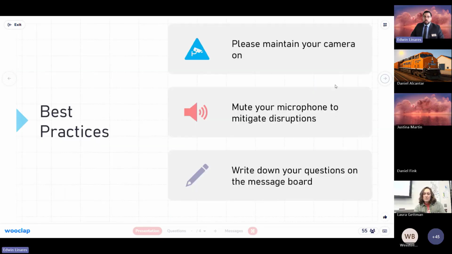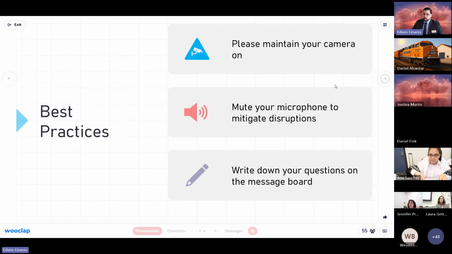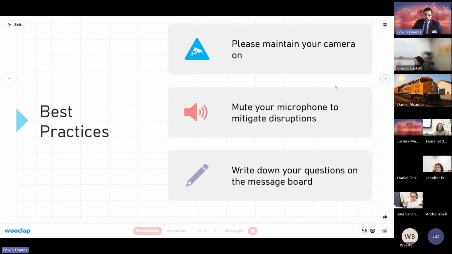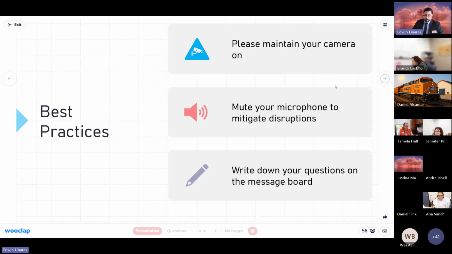So, a couple things I want to go over first. I want to go over the best practices that will deal with today's presentation. I'm going to ask very kindly if you could please maintain your camera on just to ensure full participation of today's presentation. Aside from that, please mute your microphones in order to mitigate any sort of disruptions. But there will be a point in time where I will be addressing your questions. And as far as your questions go, please write down your questions on the message board.